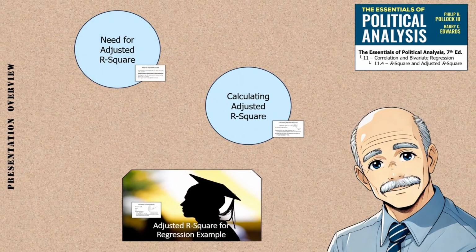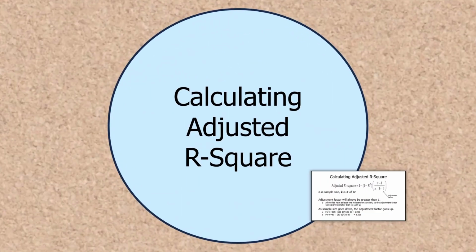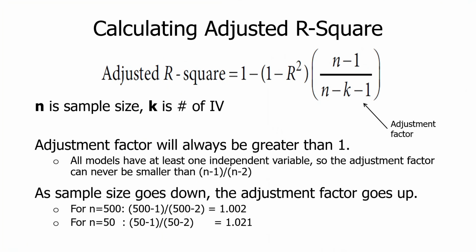Here's the formula, and the key here is inside the big brackets. This is the adjustment factor. Notice a couple of things. First, let me explain some of the terminology. N, of course, stands for sample size. K is the number of independent variables in the model. So if you look at this, the adjustment factor will always be greater than 1.